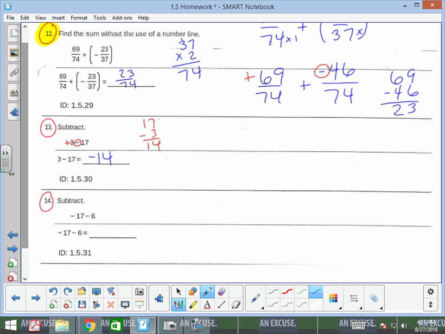Okay. Number 14, they both have the same sign in front of them. So we're going to add the numbers and keep the sign. So this answer is negative 23.